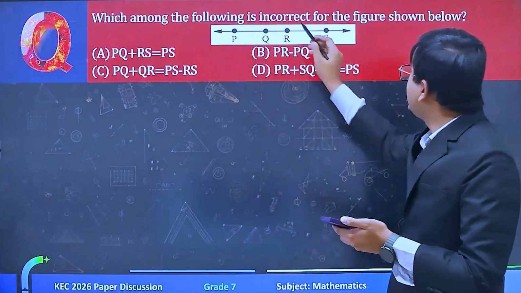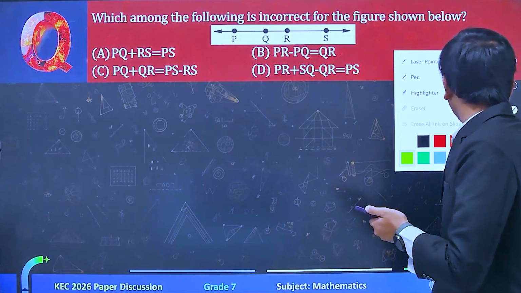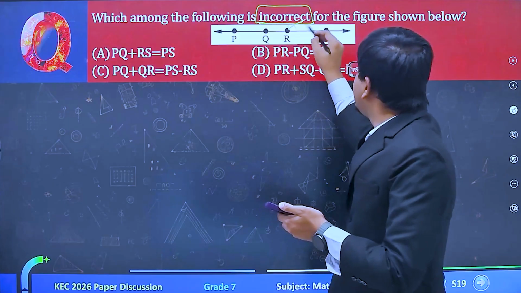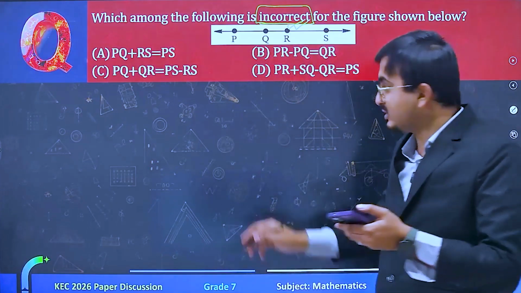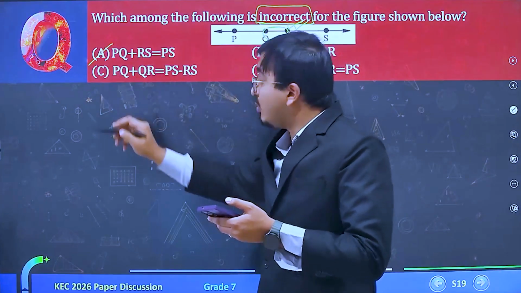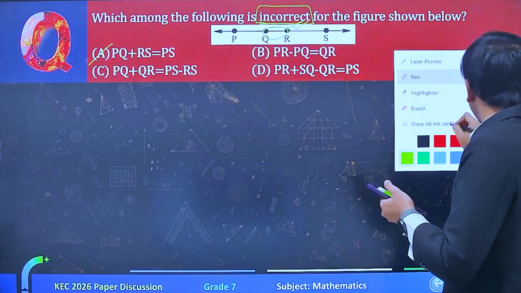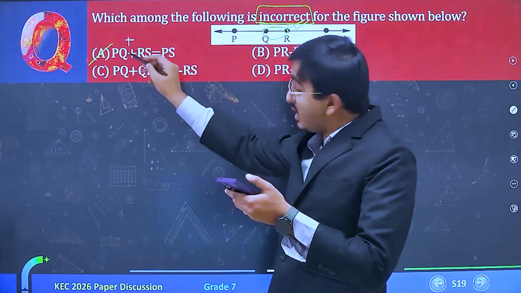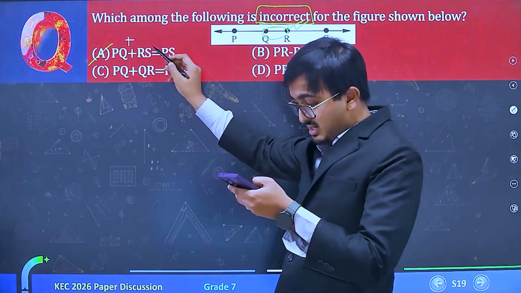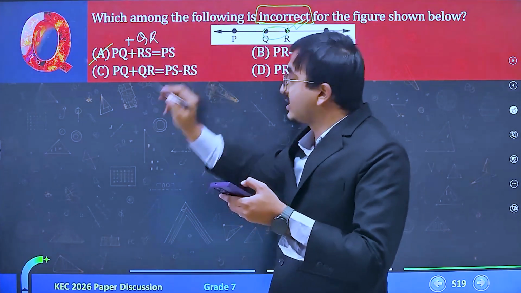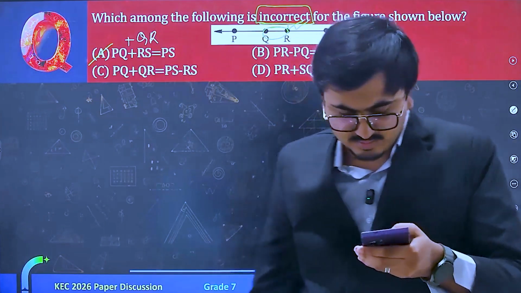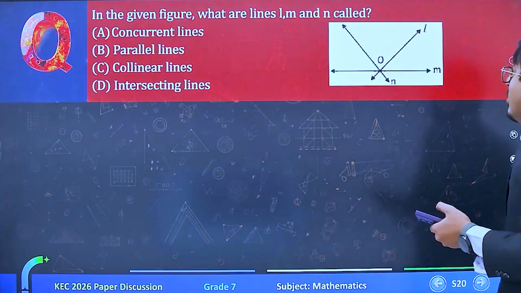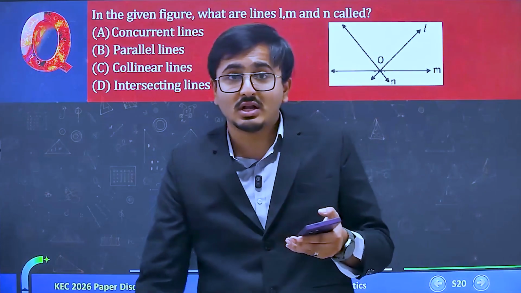No, what have we misread? We have made a small error. Which of the following is incorrect? Okay, incorrect is option A. Perfect. Because of this, what should be added here? Can someone tell me what should be added here? Plus what should be there to make it correct? QR. Perfect. Next, moving to the next. In the given figure, what are the lines M, N, L called?